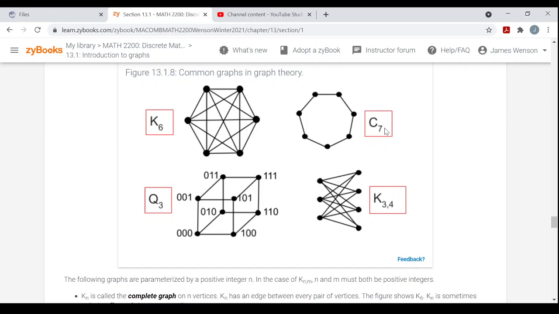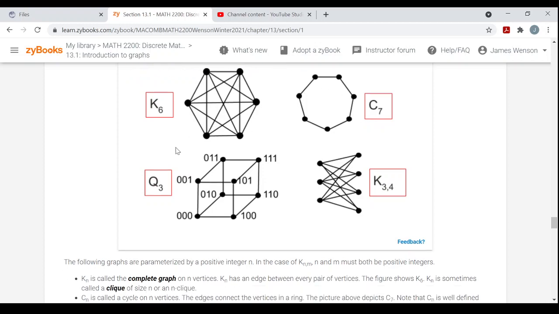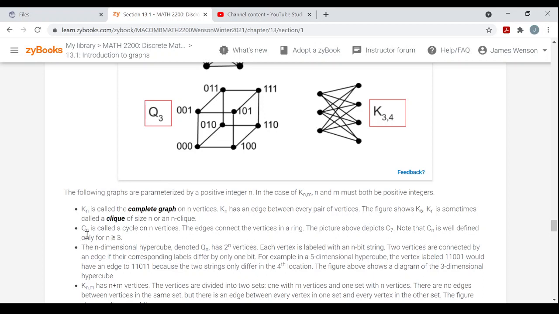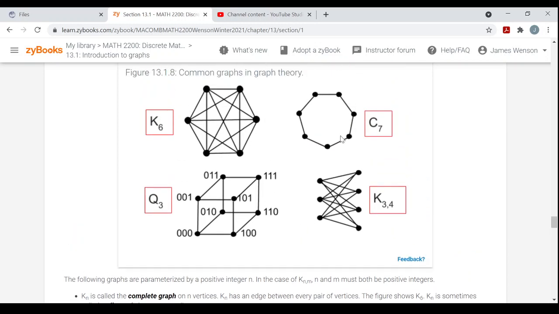This graph in the upper right corner with the C7 is a cycle on 7 vertices, basically just one big circle. Just go around and around, and every cycle is 2 regular. See how every vertex has a degree of 2? So every cycle is 2 regular. Cn is called a cycle on n vertices. The edges connect the vertices in a ring. And like I said, every cycle on n vertices is 2 regular.